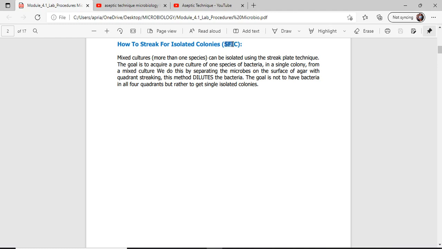You have here mixed cultures. More than one species can be isolated using a streak plate technique. The goal is to acquire a pure culture of one species of your bacteria in a single colony from a mixed culture. We do this to separate the microbes on the surface of the agar with a quadrant streaking. This method dilutes the bacteria, and the goal is not to have bacteria in all of our quadrants but to get a single isolation of a certain colony of bacteria.